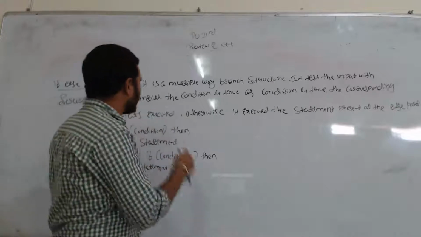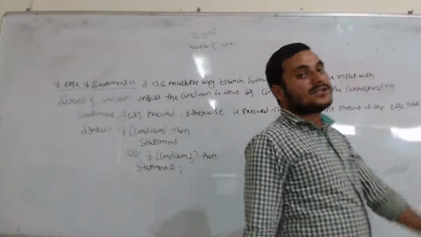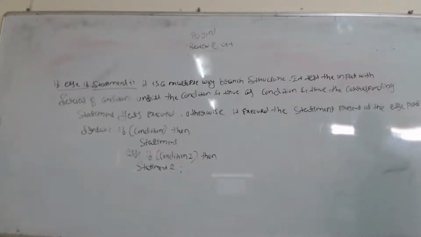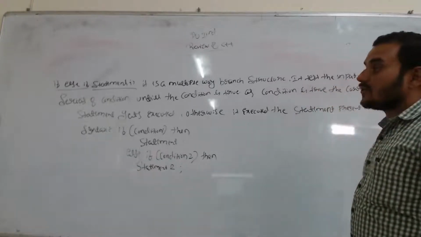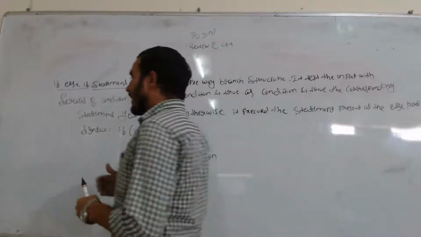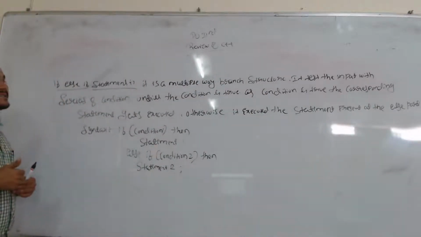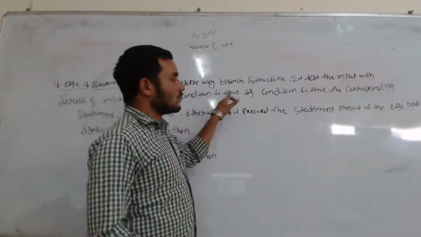So number 3, it is a multiple way branch structure. It is also called a multiple way branch structure. It tests the input with a series of conditions until the condition is true.